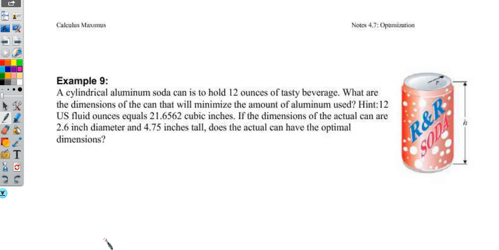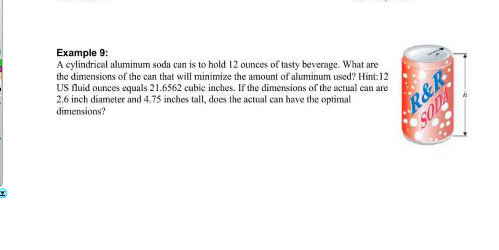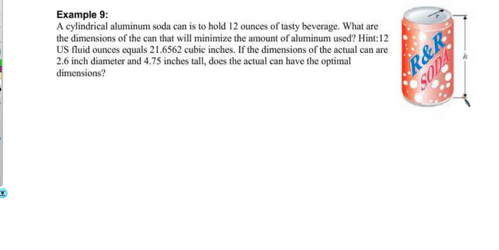Let's take a look at the next example. All right, we'd like to start not always looking at rectangular three-dimensional objects. We start looking at things like cylinders and cones and spheres. So we're going to start this problem with a cylindrical aluminum soda can. So it's a right angle to the bottom.